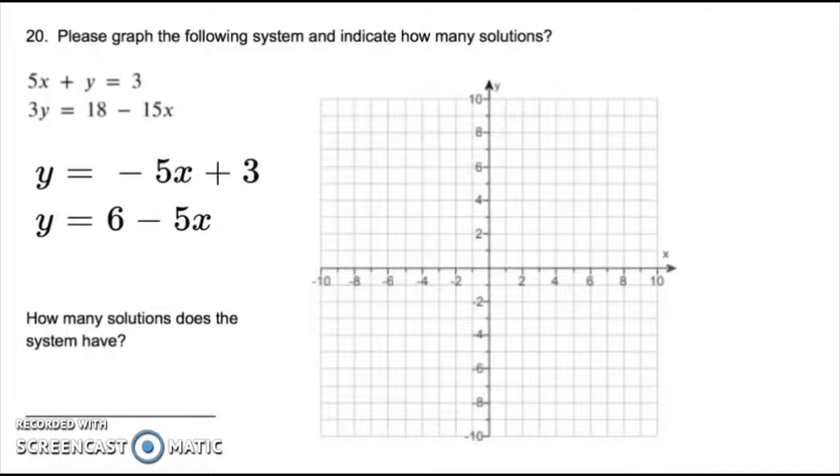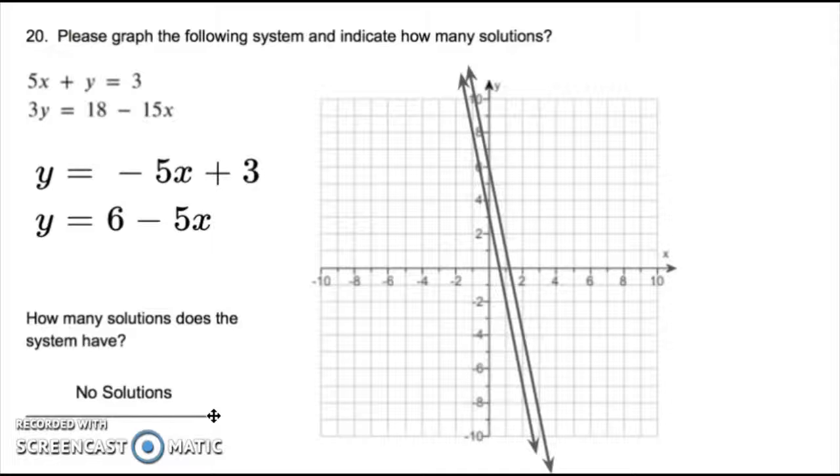Now I graph these. The first one, I start at 3, and I go down 5 to the right 1, so it looks like this. The second one, I start at 6, go down 5 to the right 1, and I notice that they are parallel lines, and that means it will have no solutions. And that is my answer for number 20.